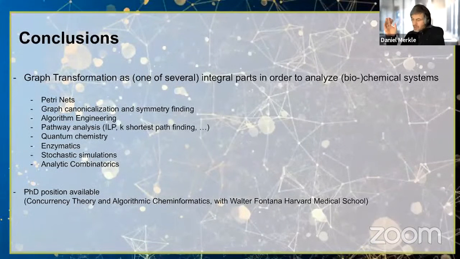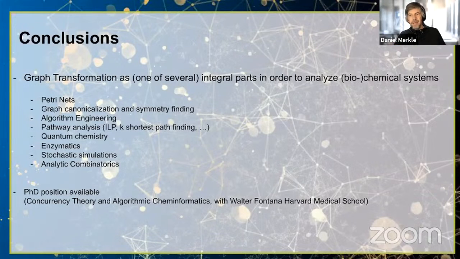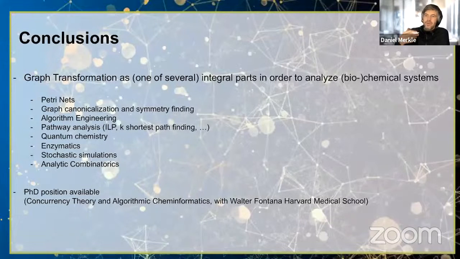So we use graph transformation and the techniques underlying there as one of several integral parts to model biochemical systems. We actually also look at non-biochemical systems connecting to pi calculus or whatever, or I mean, if it's funny, then we do it. But just to let you know that the complete machinery uses many more techniques than just graph transformation.